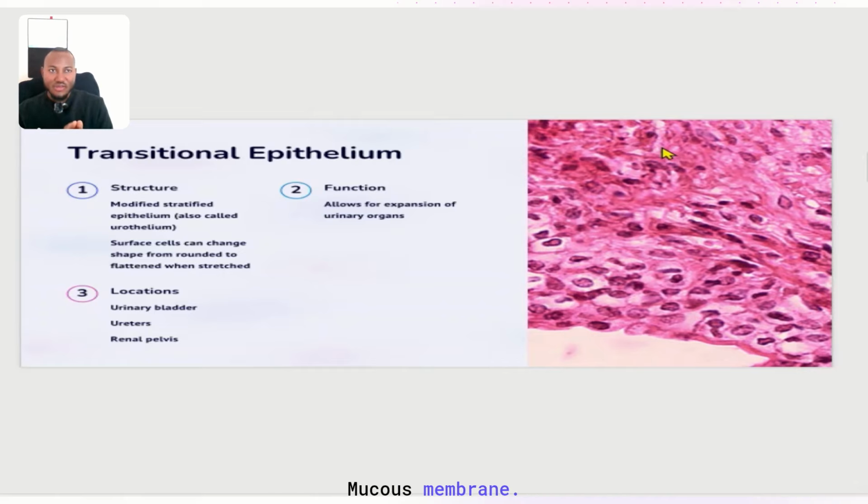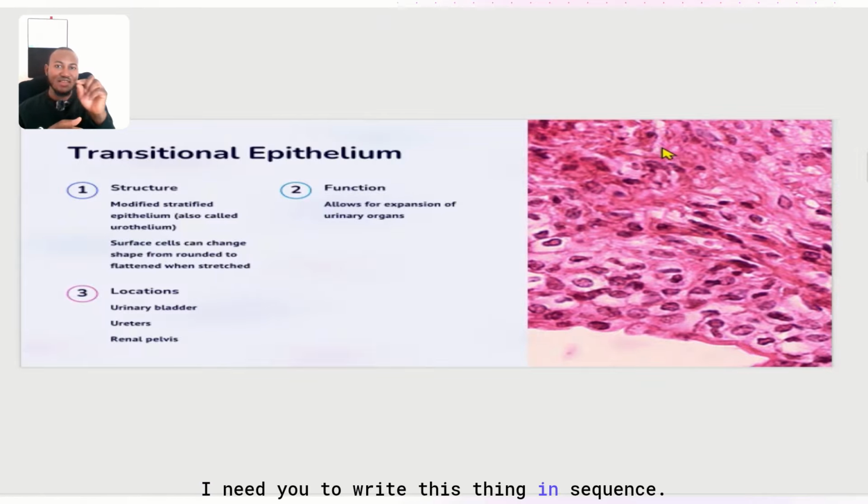Mucous membrane. Where is the mucous membrane gotten from? Endoderm. Where do muscle, bone, blood and all emerge from? Mesenchyme. And mesenchyme is derived from where? Mesoderm. I need you to write this in sequence.